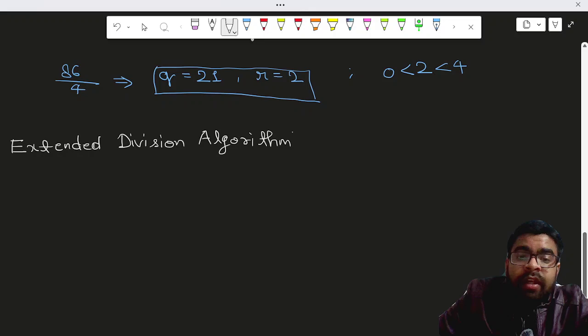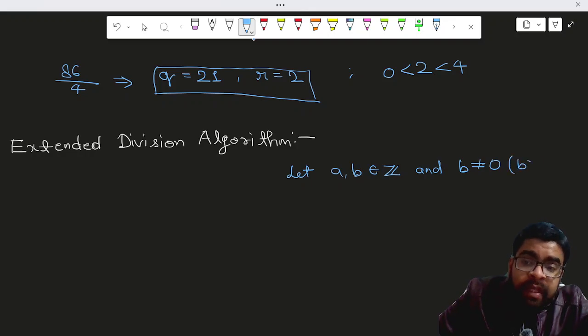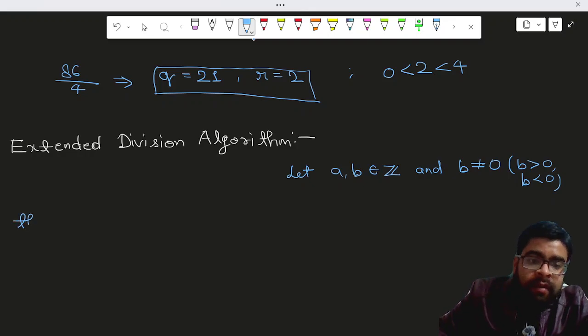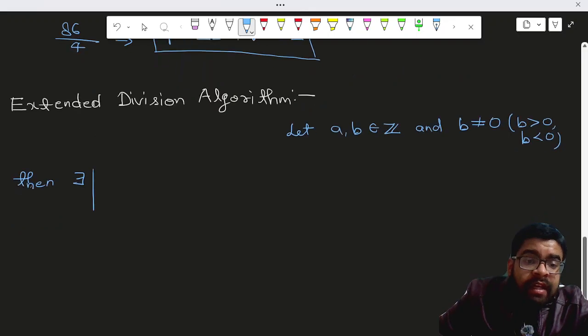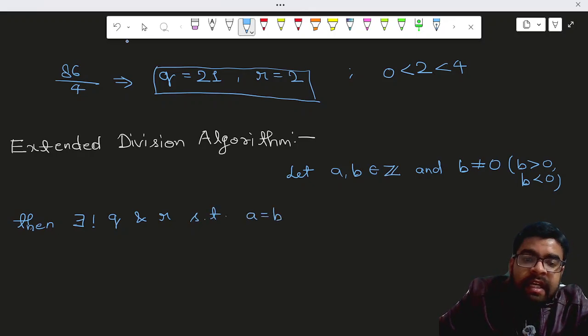Okay, write on the definition. इसमें लिखिए, let a, b belong to Z. a, b हमारे पास कोई दो इंटीजर्स हैं and b is not equal to 0, which means b can be positive and b can be negative also. So in this case, then there exist uniquely q and r such that a is equal to bq plus r, where r is greater than or equal to 0 and less than mod b.